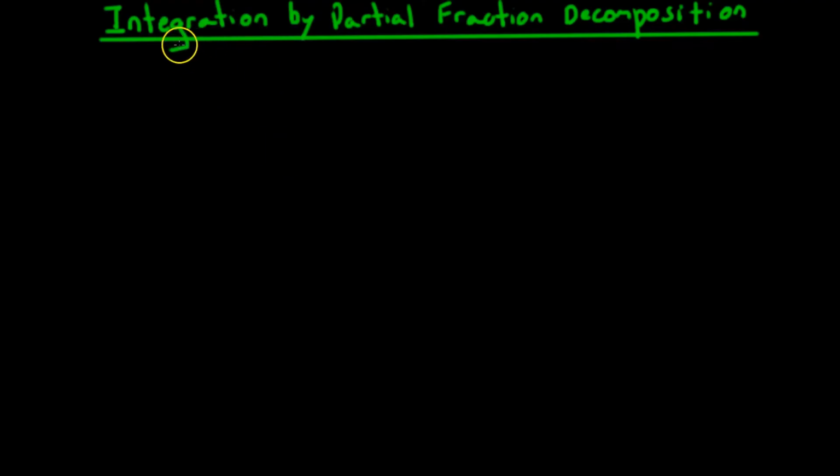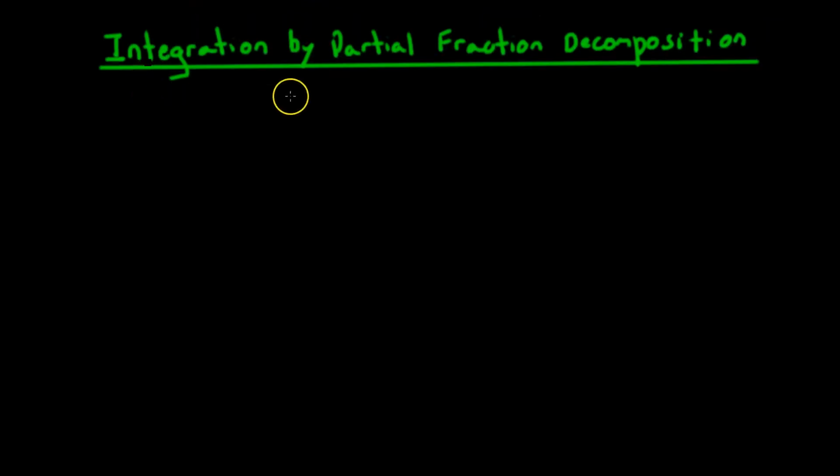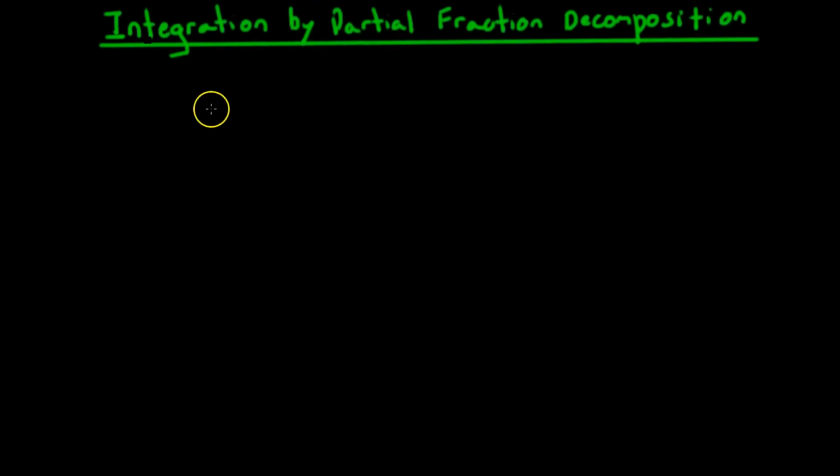So here's our third bonus lesson, integration by partial fraction decomposition. So let me go over a little review here. Let's say we were given this integral: 2x minus 1 all over x squared minus x minus 6 dx. If you were to see something like this, you could use substitution. That's one of the first things we learned.